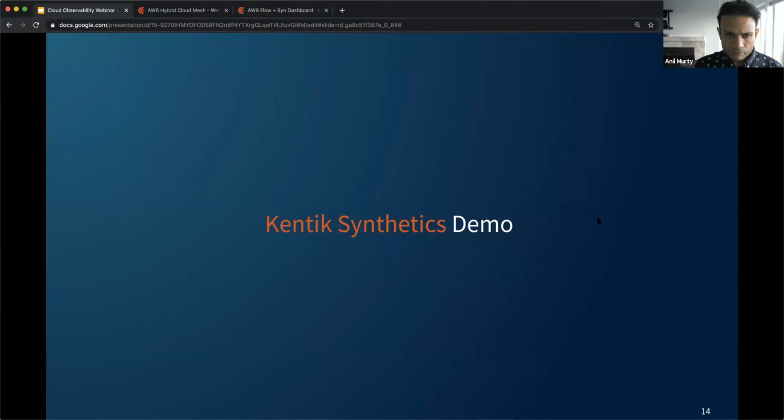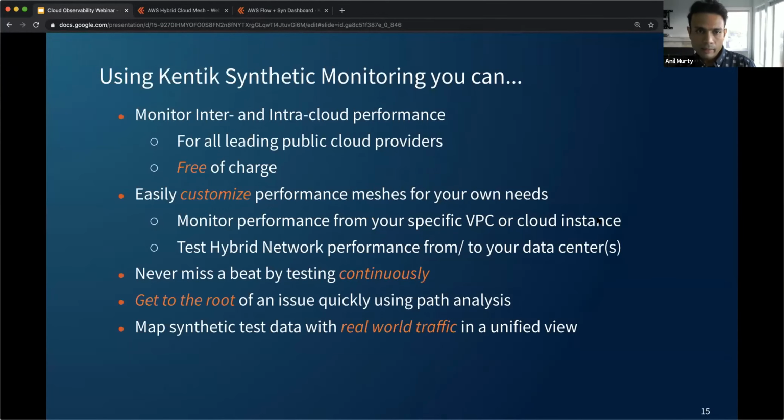Coming back to this now. Hopefully what you took away from that demo was that using synthetic testing, not only can you monitor inter and intra-cloud performance between all leading cloud providers, we essentially make that free of charge for all of our users because we know everybody cares about it. The other thing you can do is customize these to your own hybrid cloud networking needs. And then you can test continuously, every minute, even all the way down to every second.